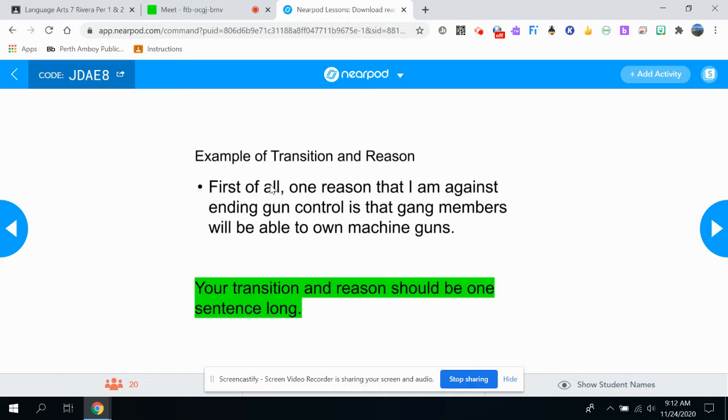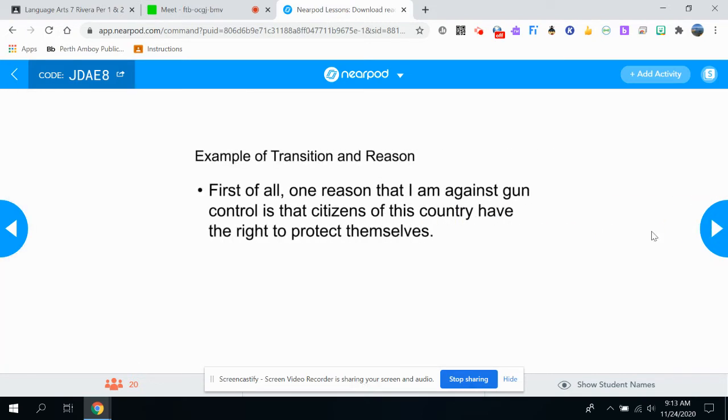So I would say, first of all, one reason that I am against ending gun control is that gang members will be able to own machine guns, right? Your transition and your reason should be one sentence. Okay, they're together. Now notice that there's a comma after the transition. So you always have to put a comma there. All right. So first of all, one reason that I am against gun control is that citizens of the country have the right to protect themselves. Right. So notice that this would be the intro paragraph, intro body. So in my first body paragraph, I have my transition, then I have my reason. And again, it doesn't matter which side of the argument you're on, you can do it for either side.